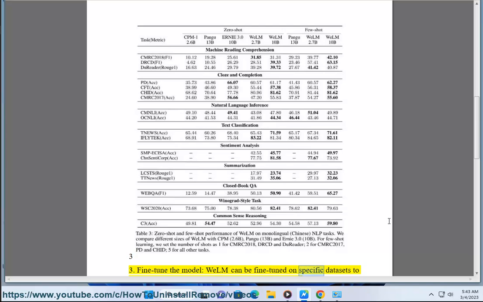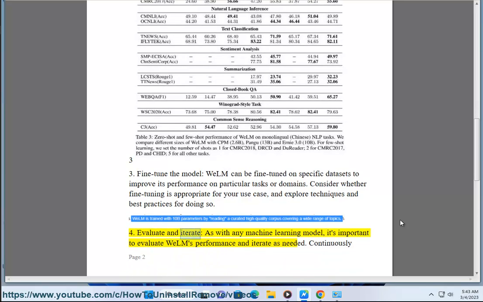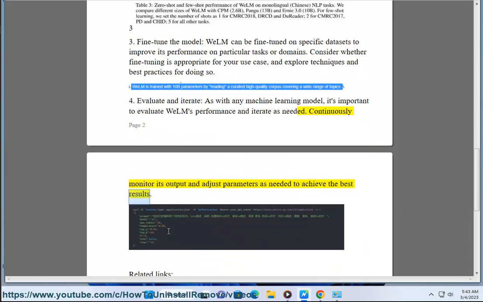WeLM can be fine-tuned on specific datasets to improve its performance on particular tasks or domains. Consider whether fine-tuning is appropriate for your use case, and explore techniques and best practices for doing so. 4. Evaluate and iterate. As with any machine learning model, it's important to evaluate WeLM's performance and iterate as needed. Continuously monitor its output and adjust parameters as needed to achieve the best results.